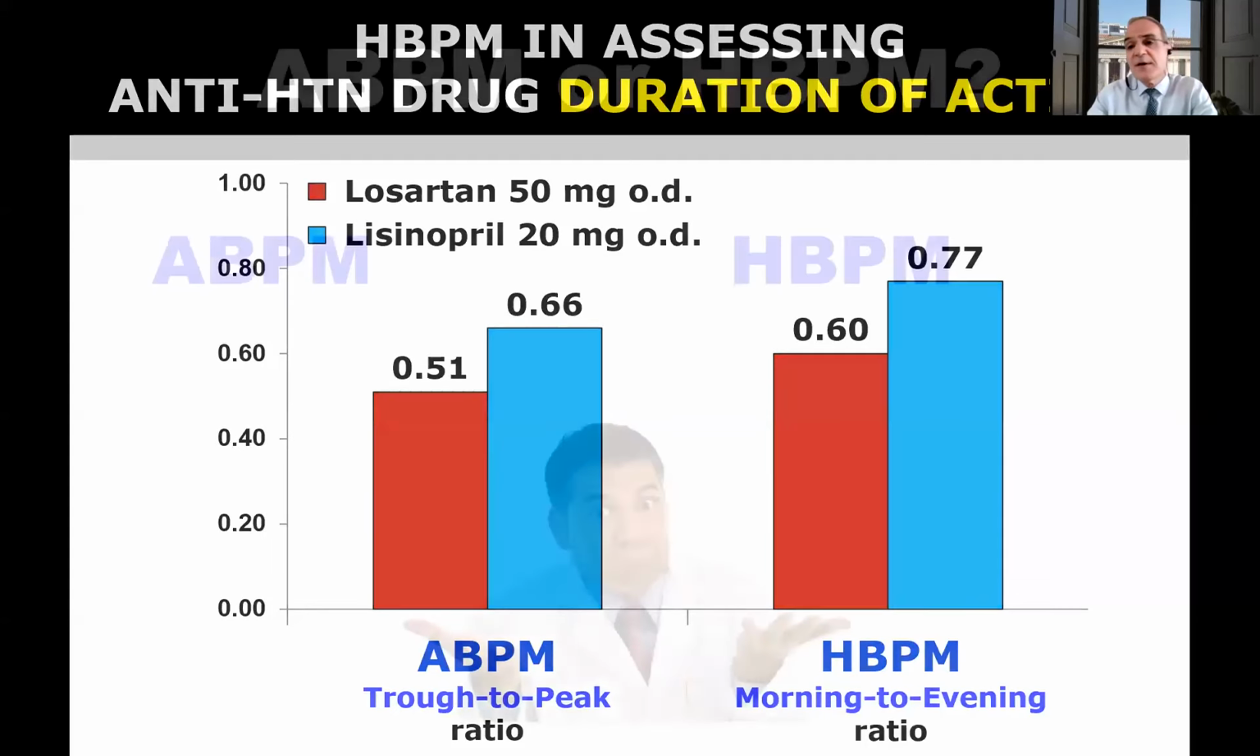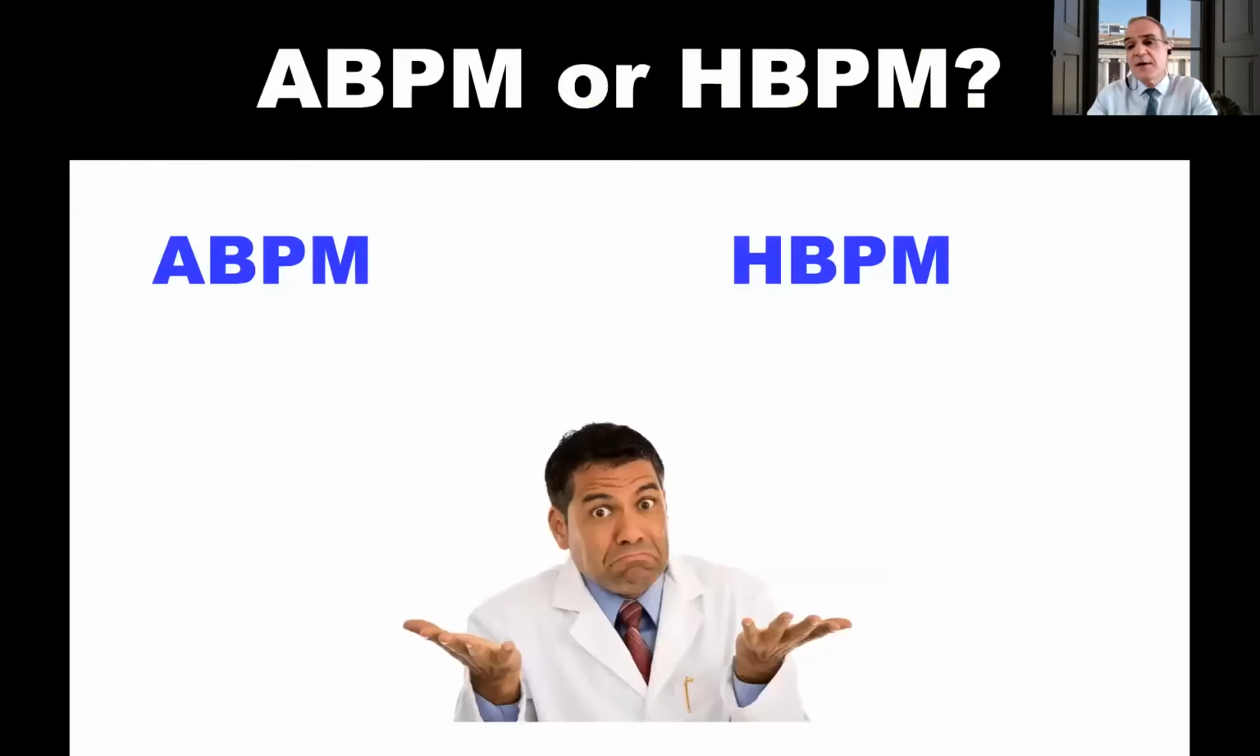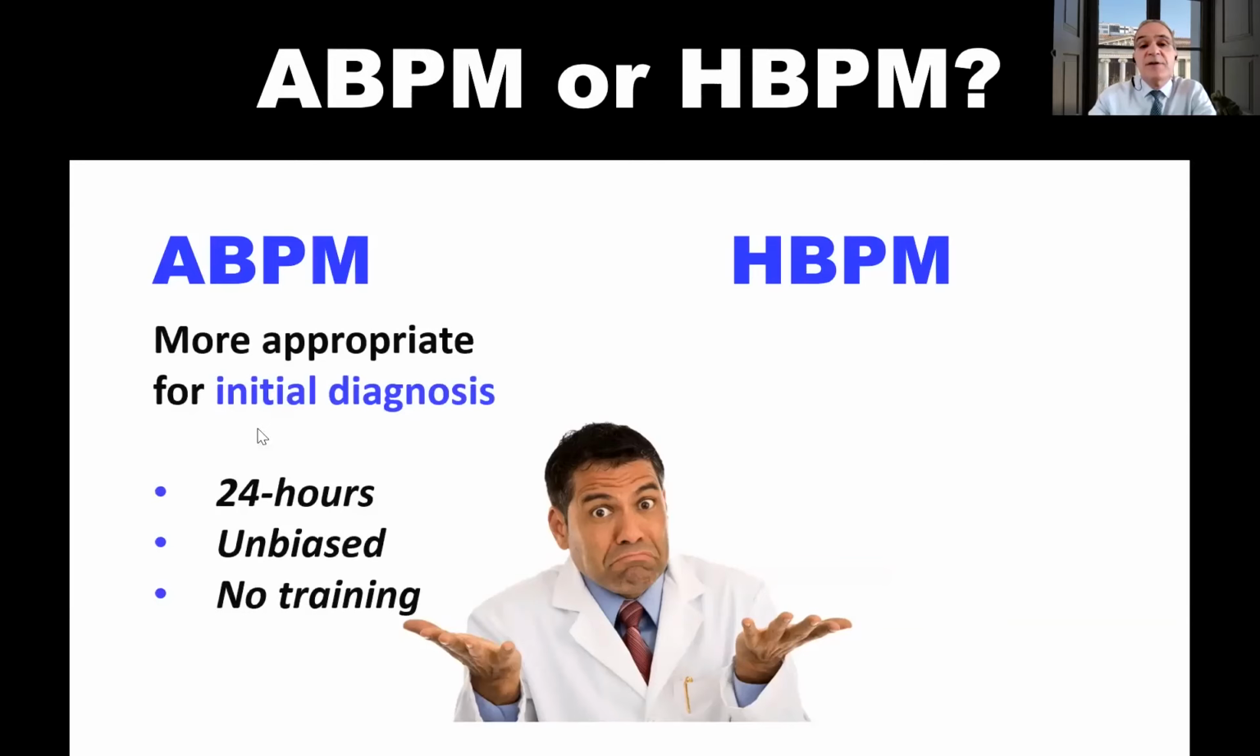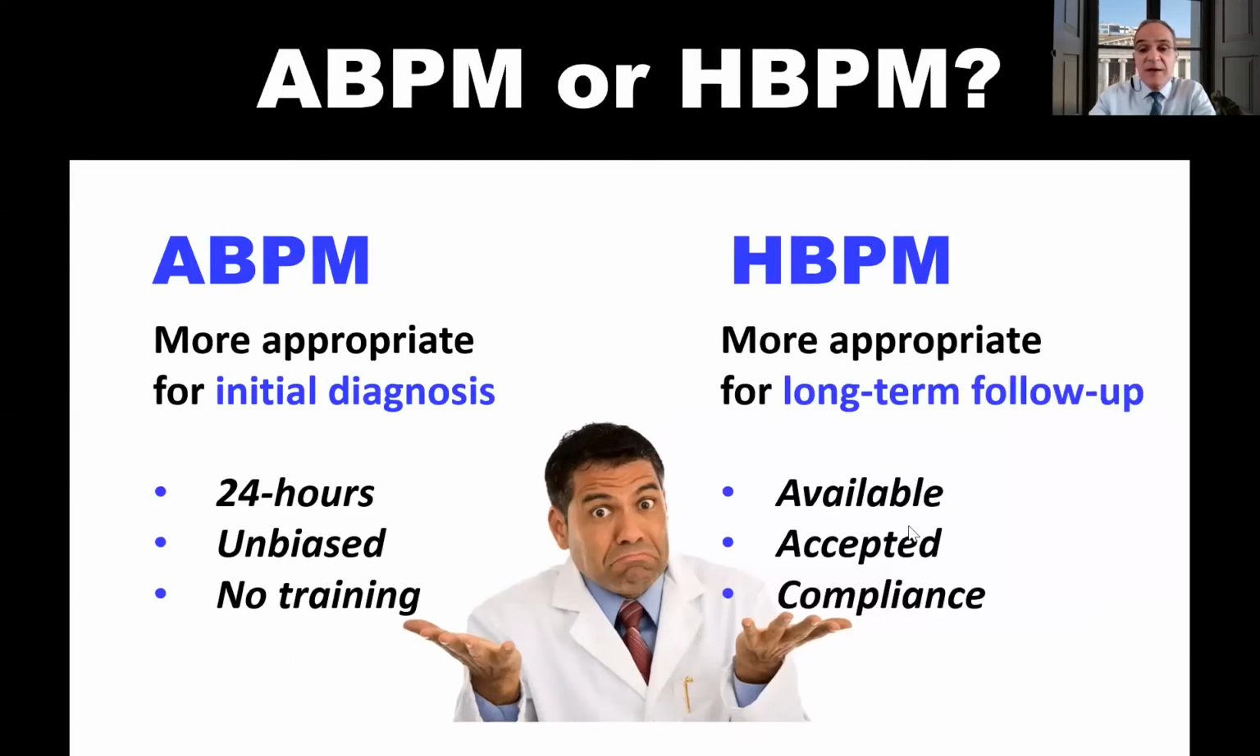So which method to use? First, use what you have. Second, ambulatory monitoring is more appropriate for initial diagnosis. You put it on today, you have the result tomorrow. The result is unbiased and the patient does not need training. But home blood pressure is more appropriate for long-term follow-up. It's more widely available. It is better accepted by patients and improves compliance with treatment.